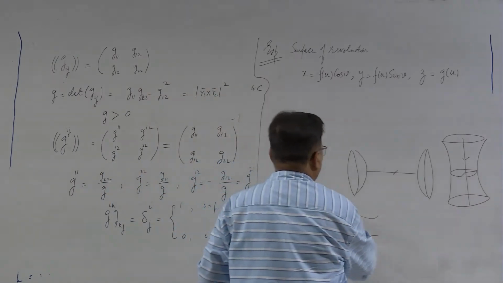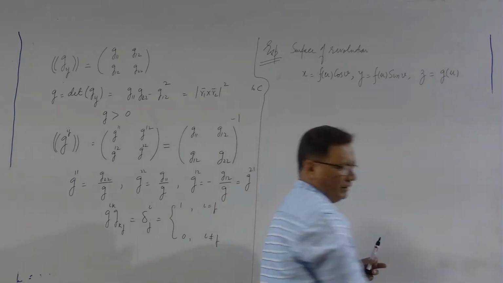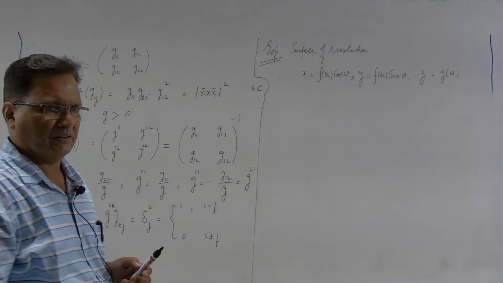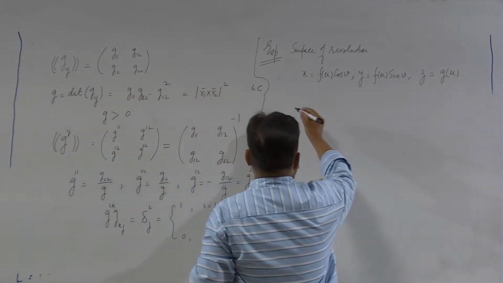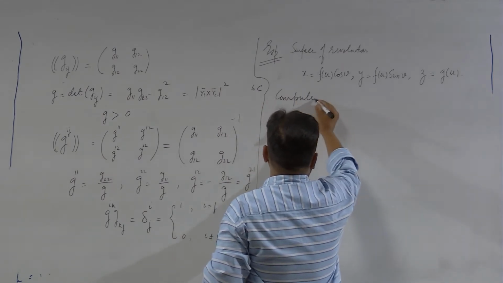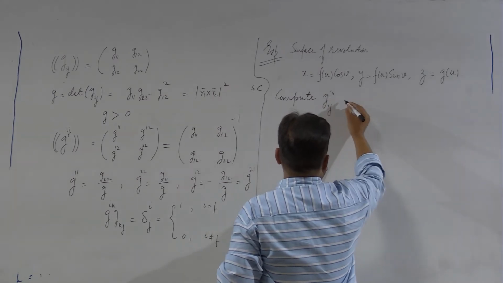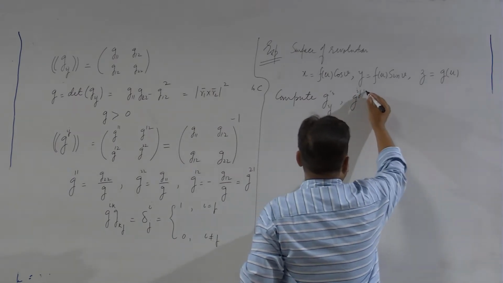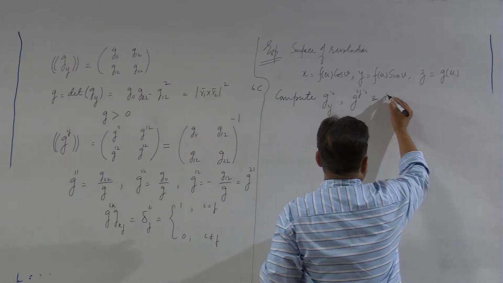So, we will work out the first fundamental form and consequently, we will be working out the coefficients of the first fundamental form first. So, this is the surface of revolution and our job is to compute g lower ij's, g upper ij's and the first fundamental form.